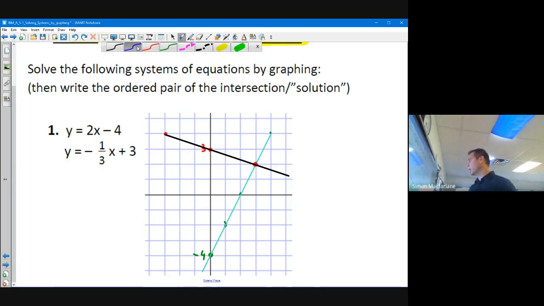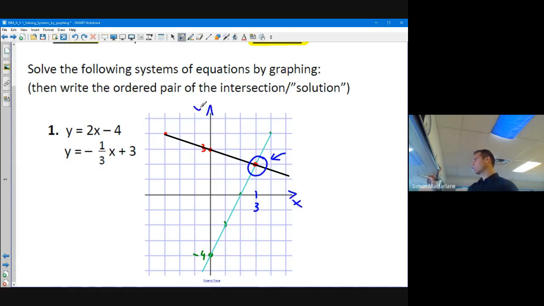So this point right here, the point of intersection, that is at 1, 2, 3 on the x-axis, and at 1, 2 on the y-axis. So that point is 3 and 2. That is the solution. 3, 2 is the solution to this system of linear equations.